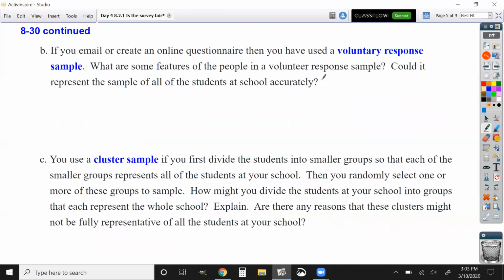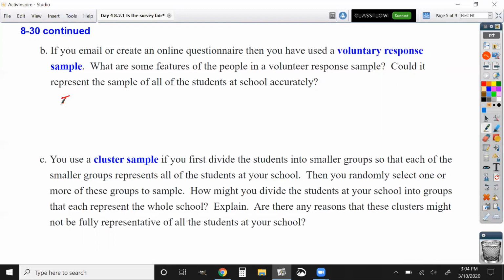All right. Part B, if you email or create an online questionnaire, then you've used a voluntary response sample. What are some features of the people in a voluntary response sample? Could it represent a sample of all the students at the school accurately? So in this case, we send a questionnaire out. The people who are going to answer that questionnaire and not ignore it are the people who care about the issue. So you might not be getting a very good sample because the people who don't care about the issue aren't going to answer the question because it's not a valuable use of their time. So what could we write here? What are some of the features?